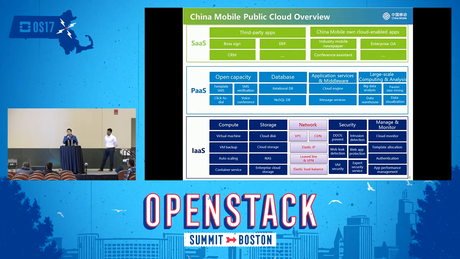China Mobile Public Cloud offers SaaS, PaaS, and IaaS. Today, let's focus on the infrastructure as a service part. There are six major components in the IaaS: compute, storage, network, security, management, and monitor. For the network part, we provide the VPC service, CDN service, FIP, VPN service, and load balancer to the end user.